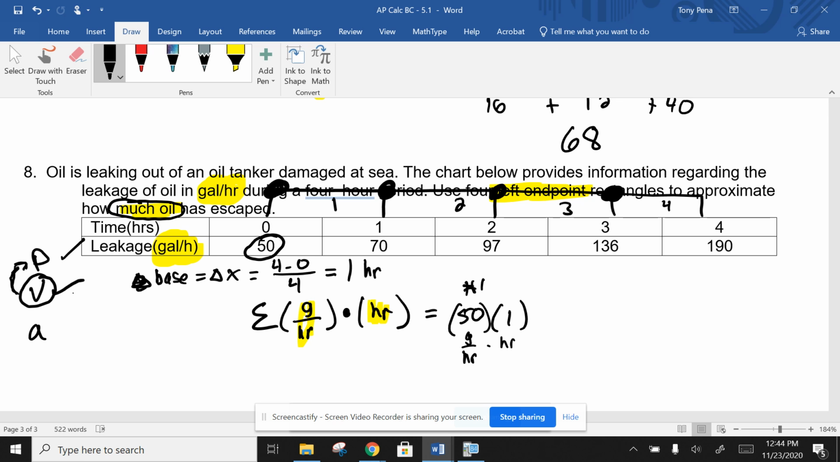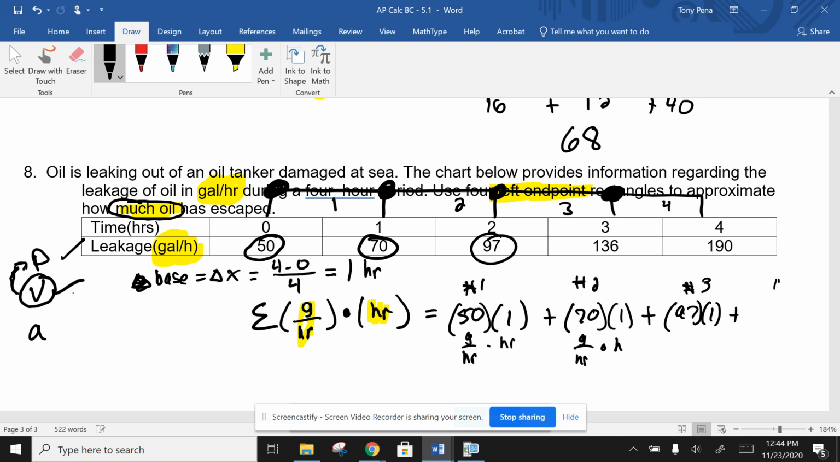So that's 50 gallons. For rectangle number 2, its left endpoint functional value is 70 gallons per hour multiplied by the base of 1 hour. So now that's 70 gallons. And just continue on. 97 times 1 for the 3rd one. And then the 4th one is 136. It's not a 6. 136 times 1.